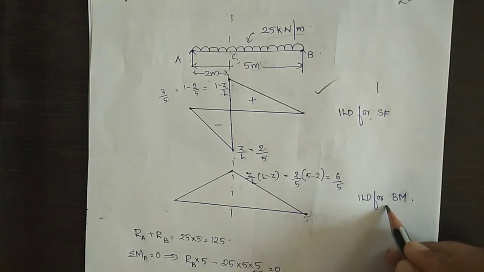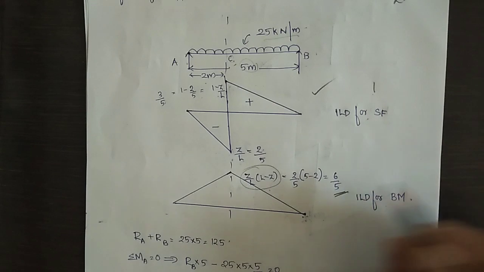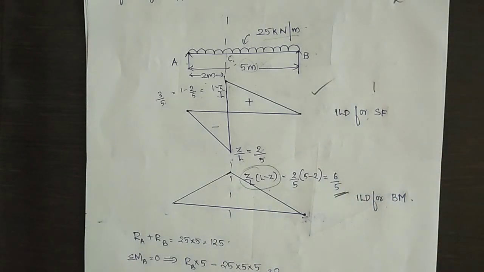Now to plot the ILD for bending moment at section, at this point, equation is Z by L into L minus Z, which gives 6 by 5. Now, we are asked to find out the shear force and bending moment at a distance of 2 meter from the left support.